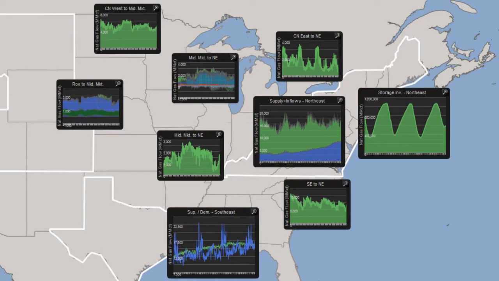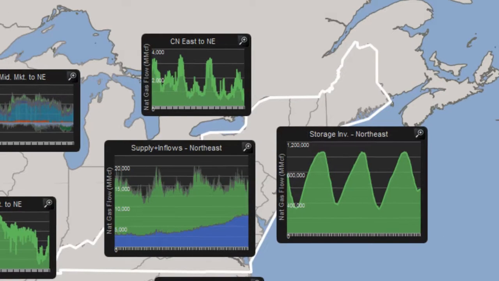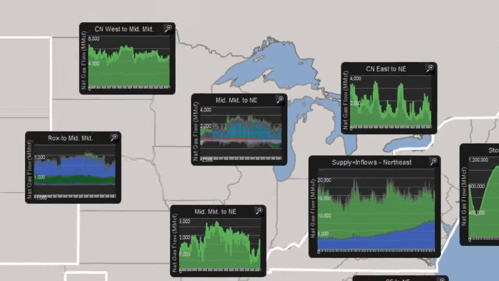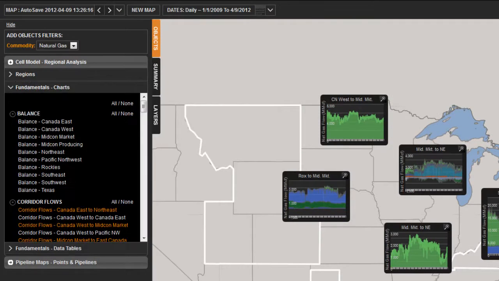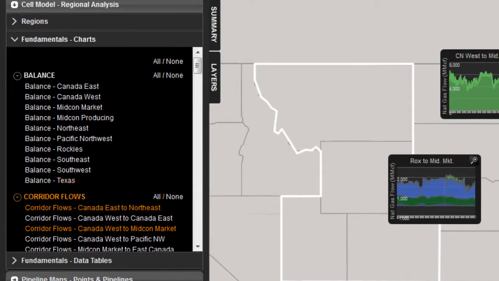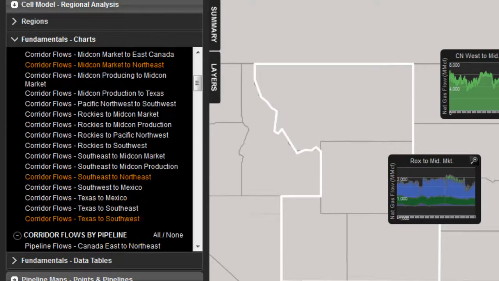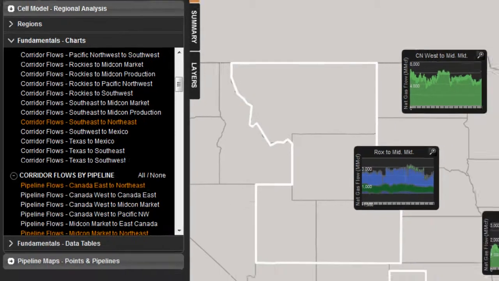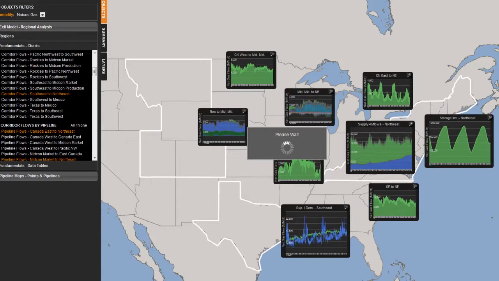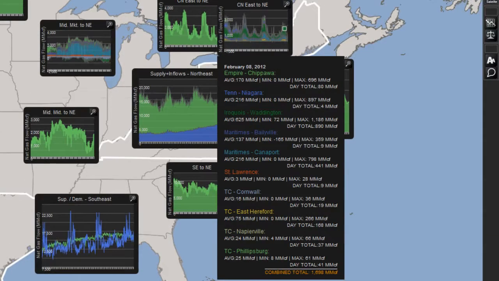And again, you aren't just limited to these graphs. You can add other graphs. For instance, if in the Canadian Northeast market you'd rather see this by pipe, it's easy to add those different objects. I'll go ahead and click on our Objects menu on the left here. I can click on Fundamental Charts and choose from a selection of charts that are available for this market, based on all the fundamental charts that were available in the cell graph. If I go down to corridor flows by pipe, I can look at Canada East to the Northeast and load that chart. That chart pops up here.